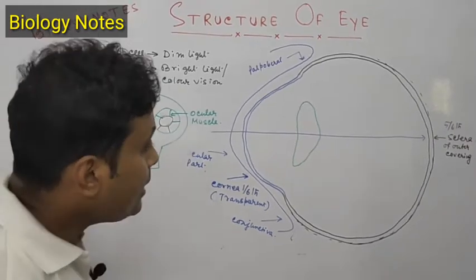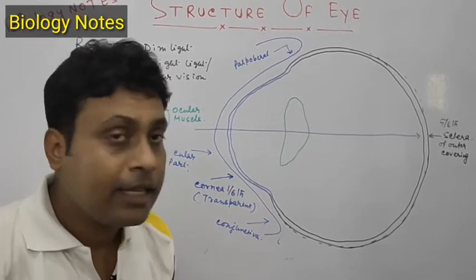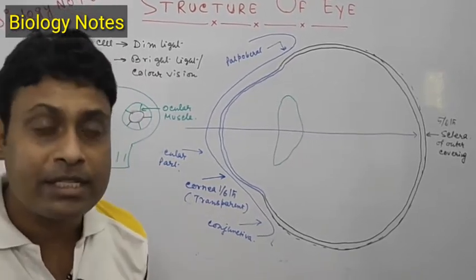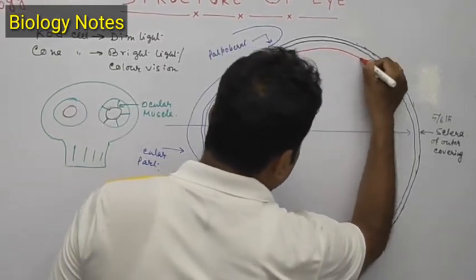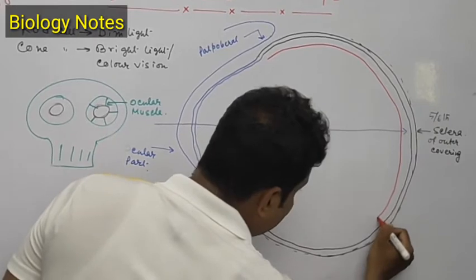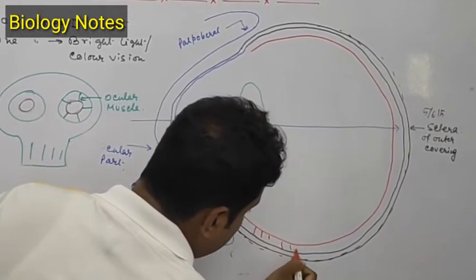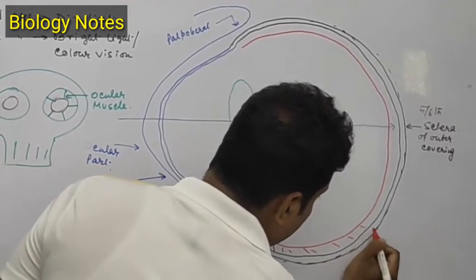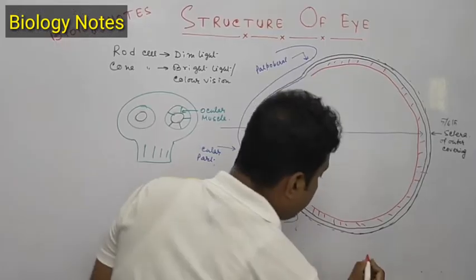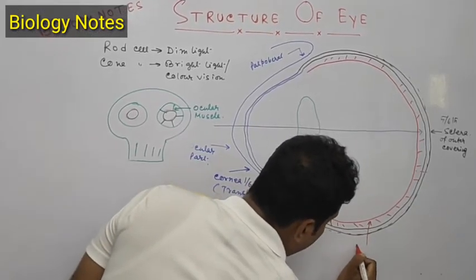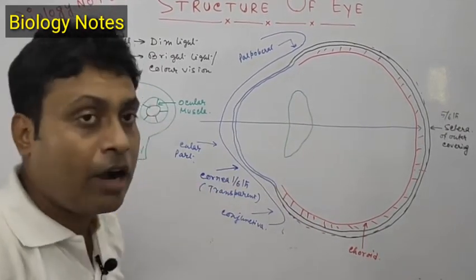Next, interior to the cornea, another important layer is present, which is the vascular layer, and this vascular layer is known as the choroid. So the second layer of the eye is vascular, that is, it is rich in blood vessels, so it can supply nutrients to the other parts of the eye, and this vascular part is known as the choroid. So this is the second layer of our eyeball.